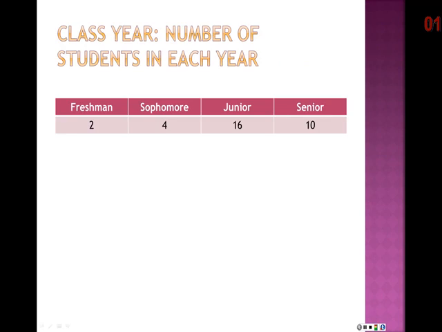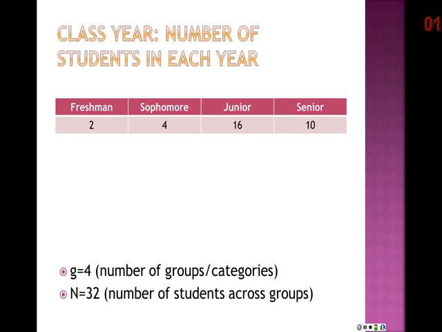So these numbers here, 2, 4, 16, and 10, those are the frequencies. Just to note, these aren't actual data, so I don't even know if I have your class years. This is fictitious data. So let's say there are 2 freshmen in the class, 4 sophomores, 16 juniors, and 10 seniors. The important things to note here is we need to know the number of groups or categories. In this case, we're going to have 4. And we need to know the number of students across all groups. So this is our sample size, right? So our N, what we've been using for sample size for quite some time now, throughout the whole class.